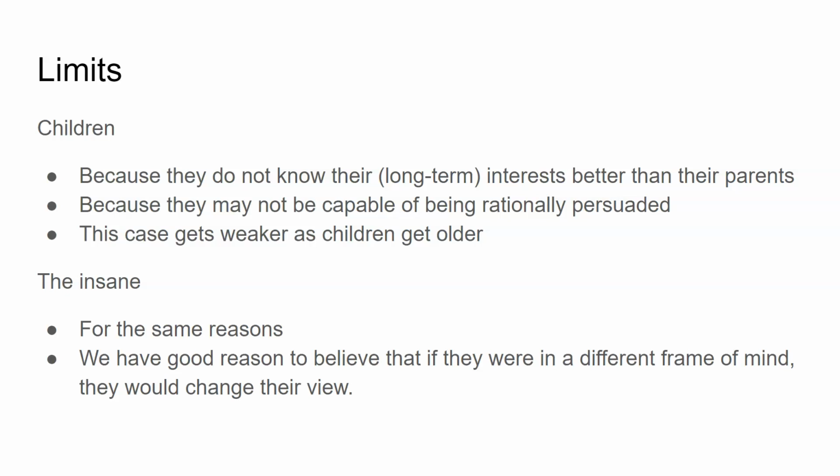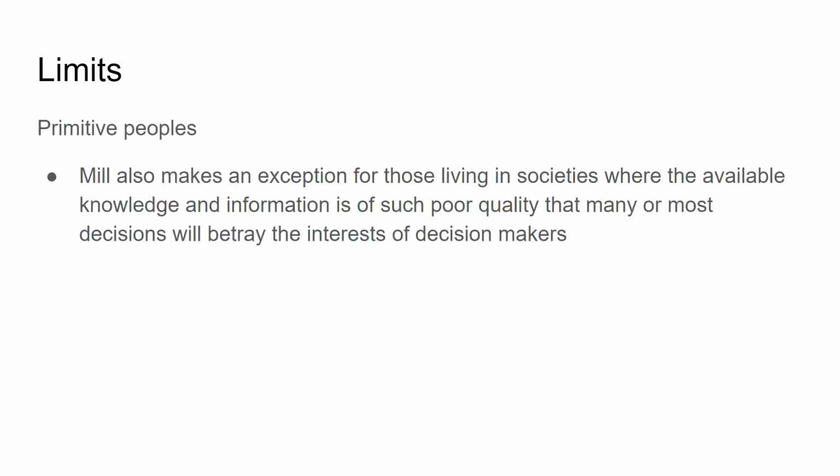Other limits include the insane, again for the same reason. So those people who are out of their minds may not know their long-term interests. They may not be capable of being rationally persuaded. We have good reason to believe, especially that if they were in a different frame of mind, maybe they wouldn't make the same choices. So again, the insane, children, the harm principle does not apply to them. The harm principle only applies to rational, mature adults. Of course, that leaves open the possibility of trying to find a way to define in a non-problematic way the line between childhood and adulthood and the line between sanity and insanity. But if we can come up with that line, then the harm principle is unproblematic.